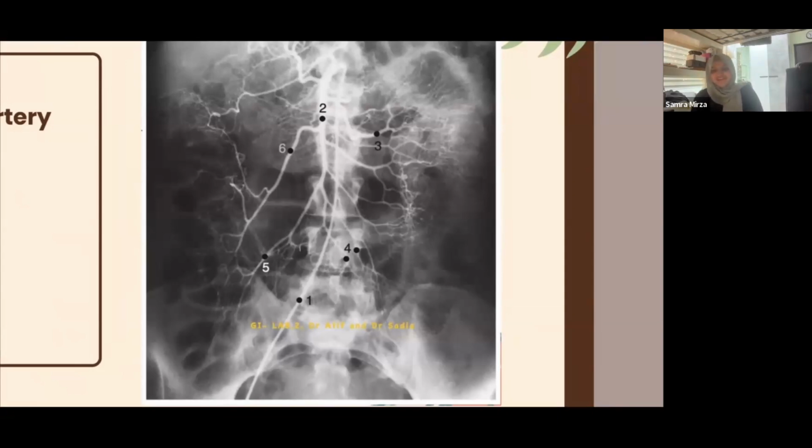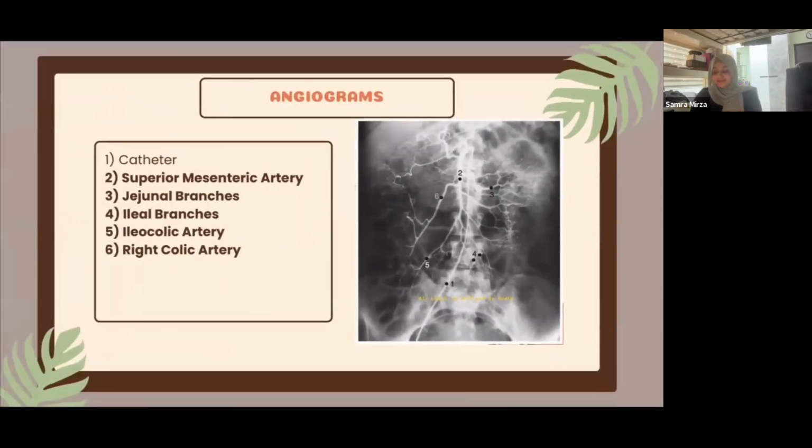Okay, lovely. And what is the level that the superior mesenteric artery comes out at from the abdominal aorta? Nice. That's so fast. You guys are so good at this, mashallah. Okay, that's about it for the angiograms.